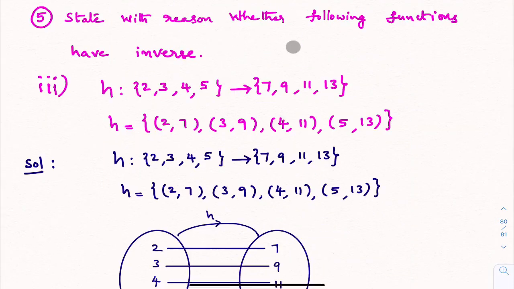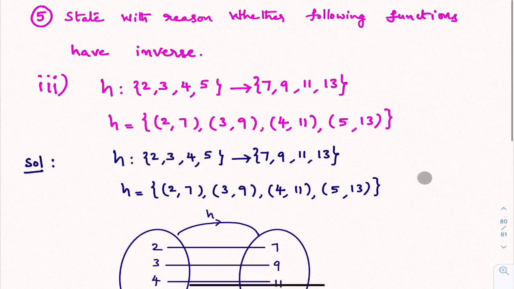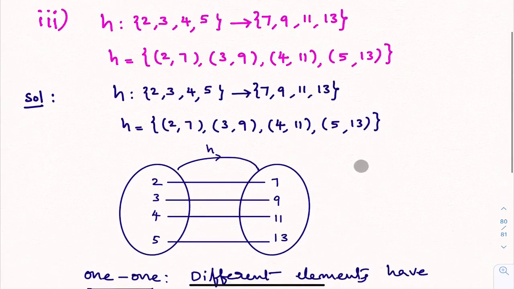State with reason whether the following functions have an inverse. They gave a function from this set to this set and the function is defined like this: 2 to 7, 3 to 9, 4 to 11, 5 to 13. First I'll write the given information and I'll draw a figure to check whether the function is 1-1 and onto or not. Here this is from 2, 3, 4, 5. Now I'll write these elements in the first set. 7, 9, 11, 13 I'll write in the second set.